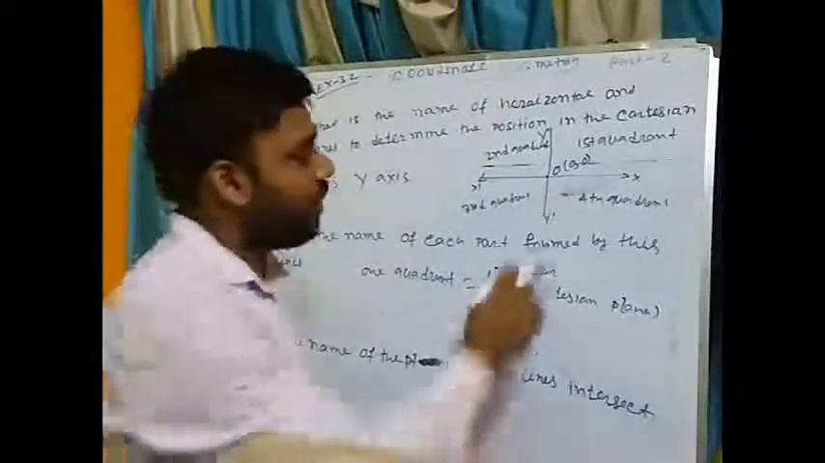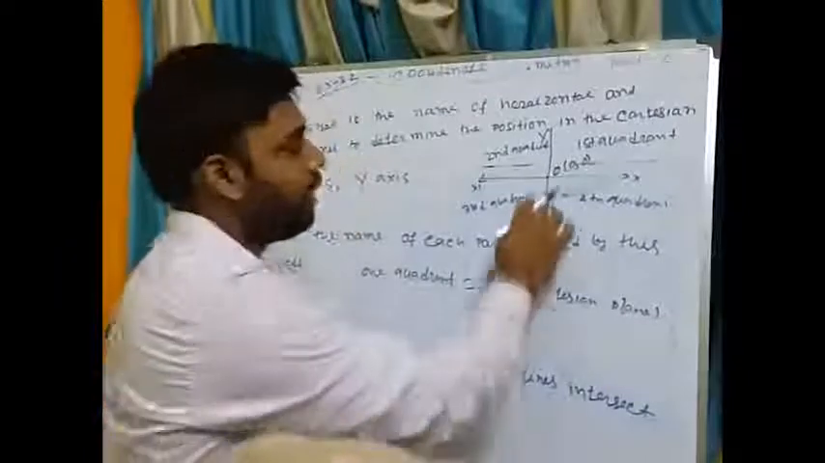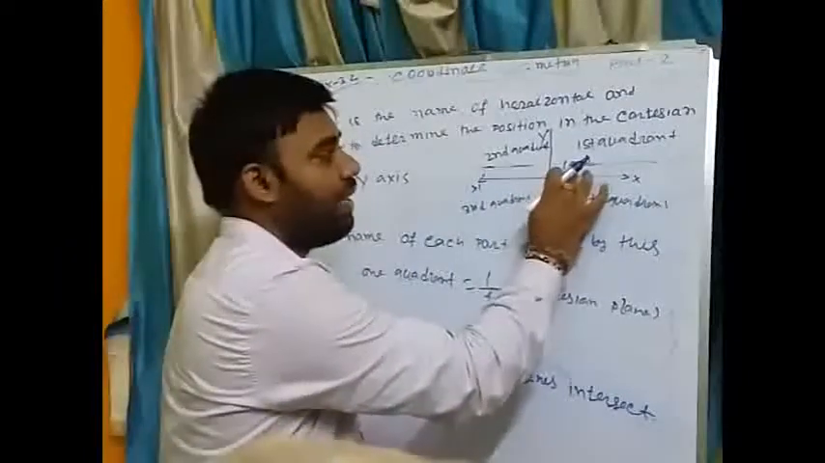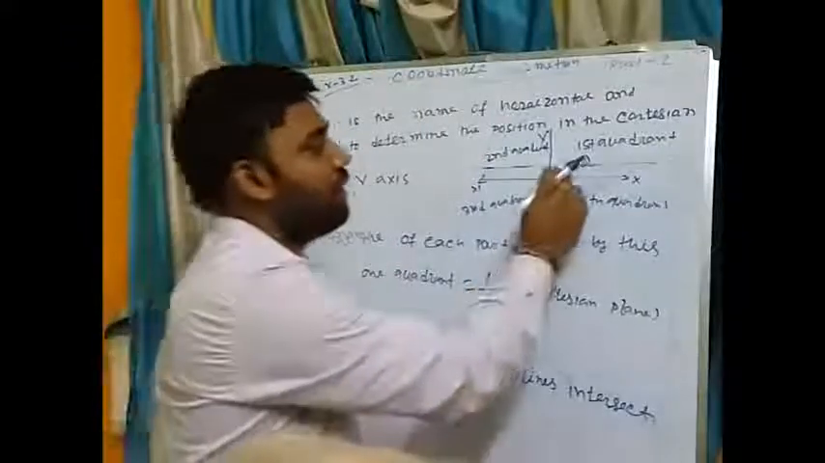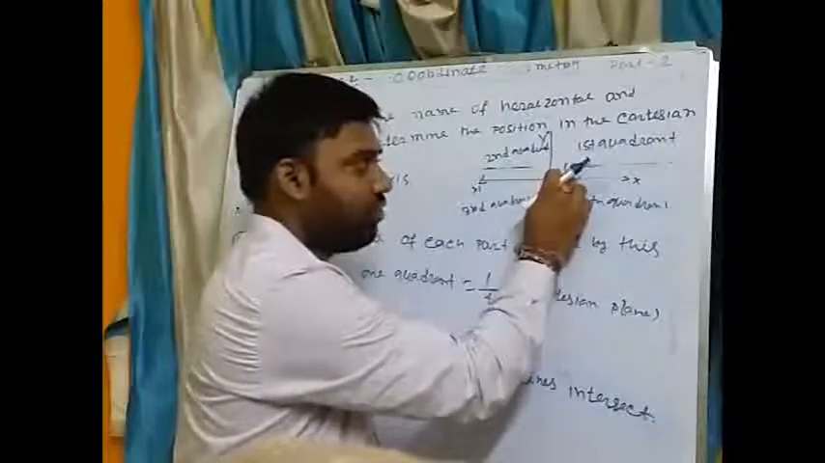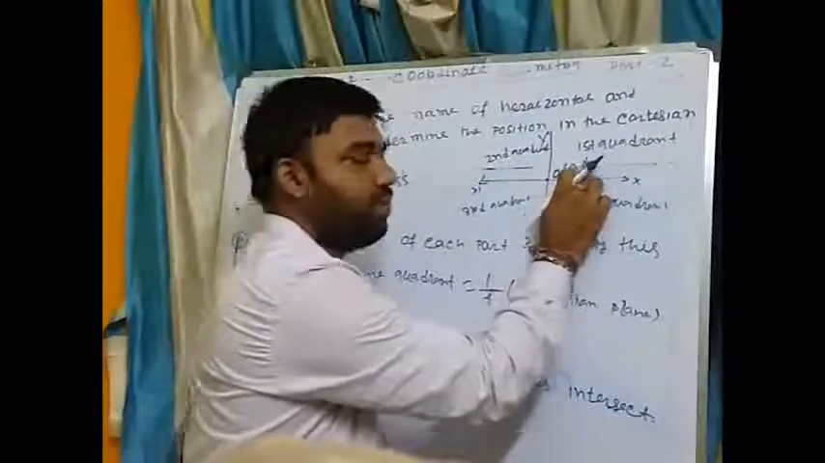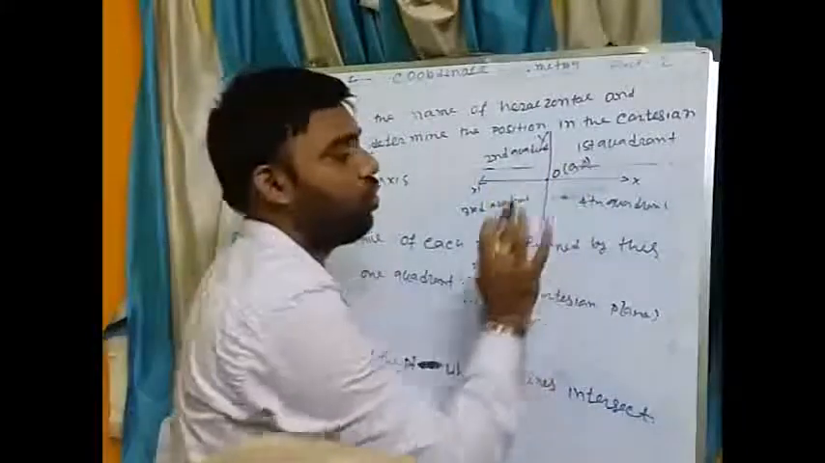If we have to calculate or identify the position of any point, we should start from the origin. The point name is origin, and the coordinate of the origin is 0, 0. It means the distance from the x-axis is 0 and the distance from the y-axis is 0. That's why it is 0, 0.